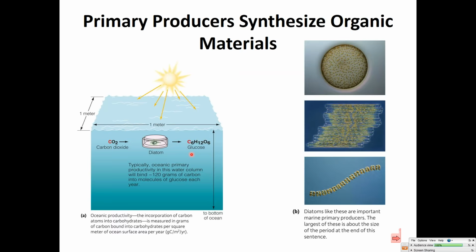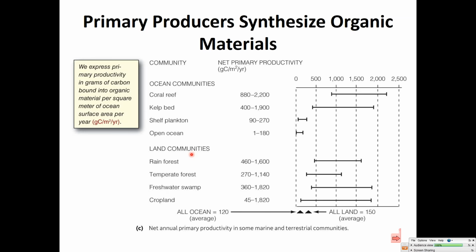So this is primary productivity in different parts of the planet. So we have ocean communities and land communities. Coral reefs are some of the most productive communities on the planet. They range from 880 to 2,200 grams carbon per meter squared per year.